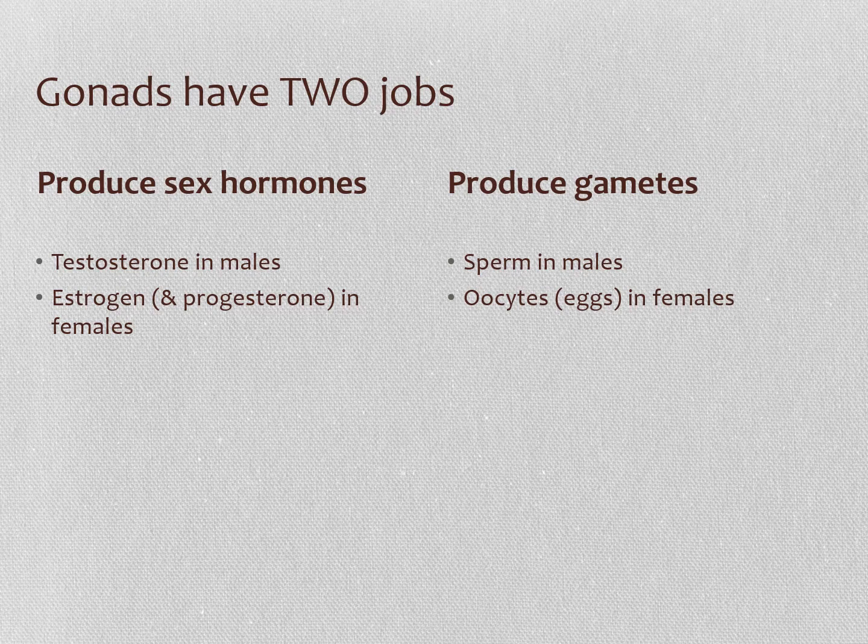So in the case of the testicles, the male gonads, we're going to make testosterone. And in the case of the ovaries, they will make estrogen and progesterone. For gametes, which are our sex cells or reproductive cells, in males, the testicles are going to make sperm, and in females, the ovaries will make oocytes or egg cells.